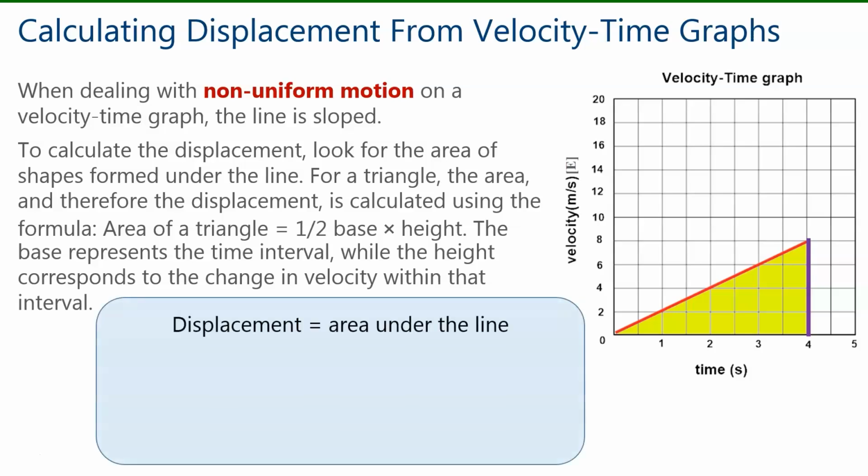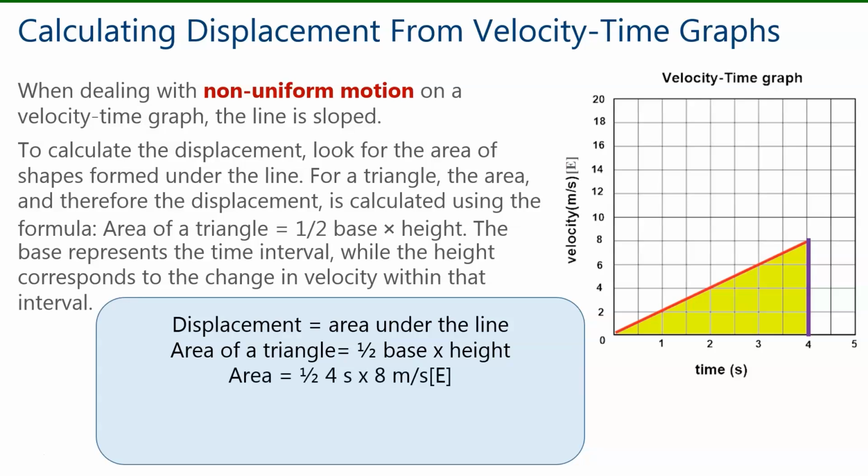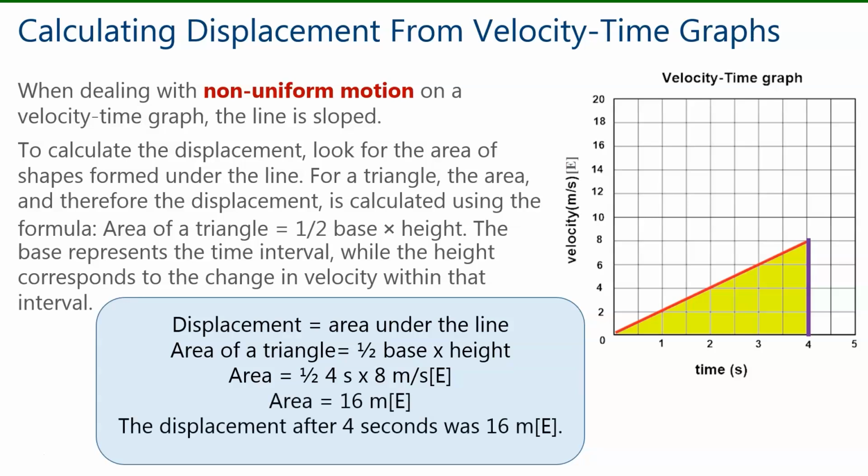Let's calculate the displacement by finding the area under the line in this graph. The shape that the area under the line forms on this graph is a triangle, and the formula for area of a triangle is half the base times the height. The base is 4 seconds, so we have half times 4 seconds times the height of this triangle is 8 meters per second east. The area then is 16 meters east. The displacement after 4 seconds was 16 meters east.